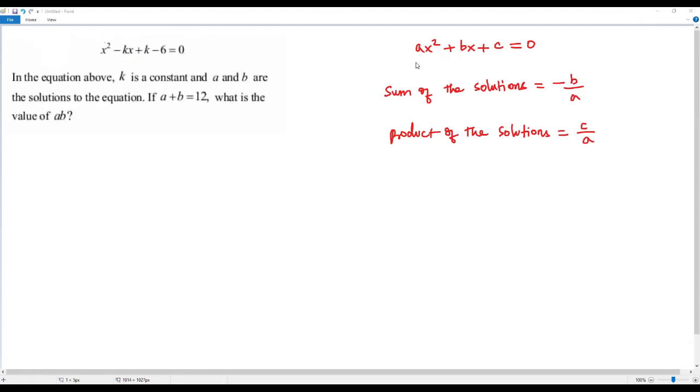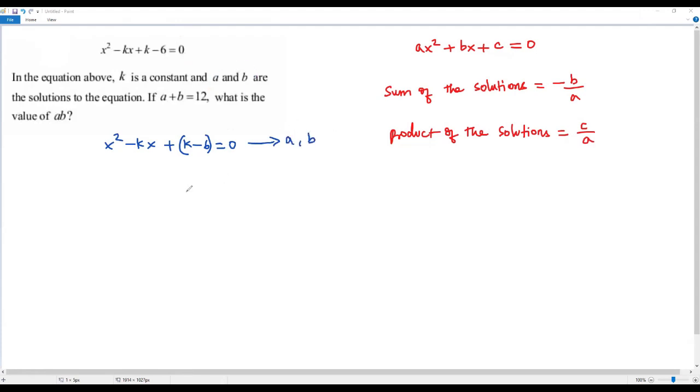Actually, this is in standard form. Let me write it over here: x² − kx + k − 6 = 0. So here k − 6 should be considered as the constant term, that is the value of c. Now we have this quadratic equation in exactly the form ax² + bx + c = 0, and for this equation the two solutions are a and b.